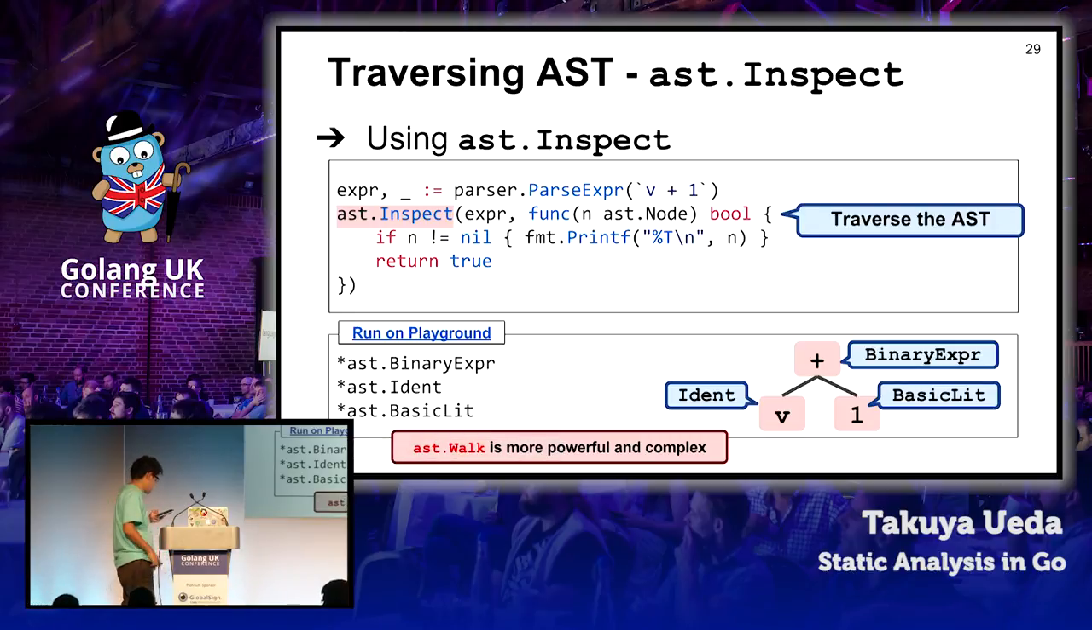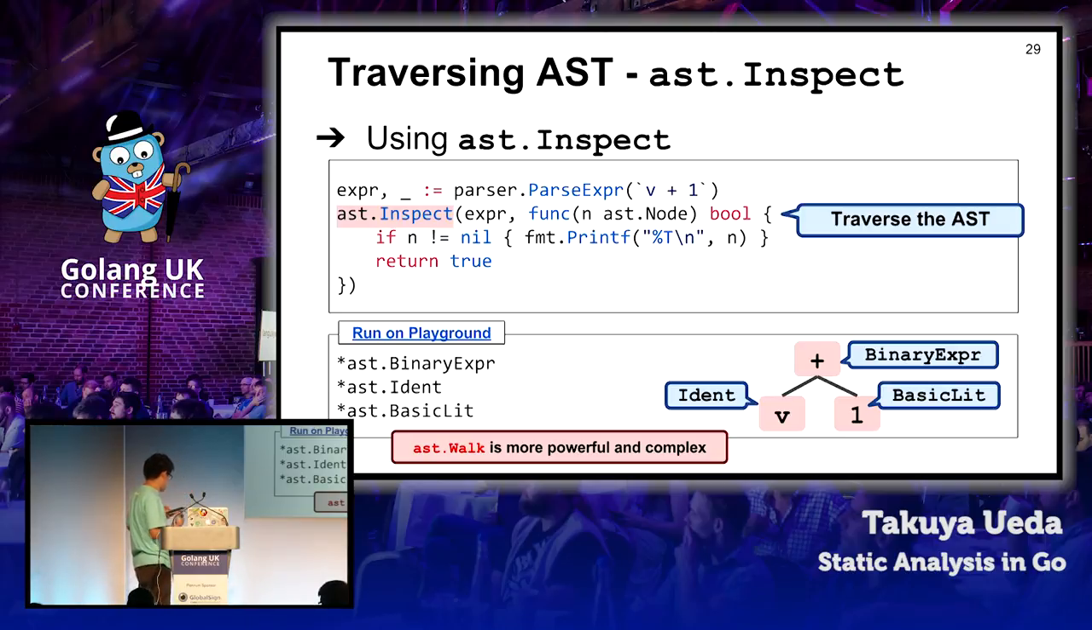This sample code traverses an AST of the expression v + 1 and prints the type of each node. The Go ast package provides functions which traverse an AST from the given node. ast.Inspect is one of these functions. ast.Inspect accepts two parameters. The first parameter is a node of the AST. The traversing begins from this node, and the ast.Inspect function calls the function of the second parameter recursively to traverse the tree.